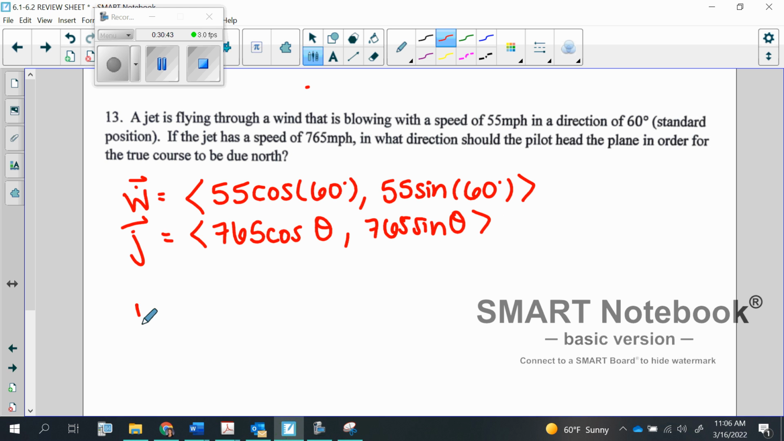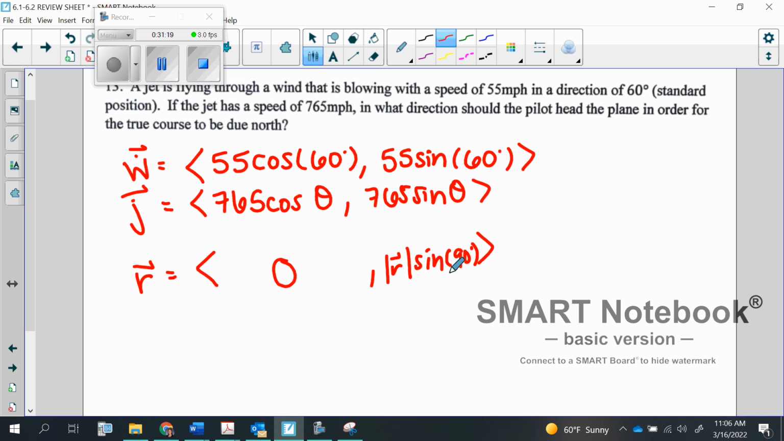So we do know for our resultant vector, though, that when we add these two, if we're going to head due north, that means that we are going to fly directly north or towards the 90 degrees, which means my x component in this case would have to be 0. My y component, on the other hand, I know the angle is going to be 90. So I don't necessarily know the magnitude of the resultant vector, but I know I'm going to have this sine of 90 degrees because that would be my angle due north. So sine of 90 is just 1, so it's just the speed, whatever the speed is.